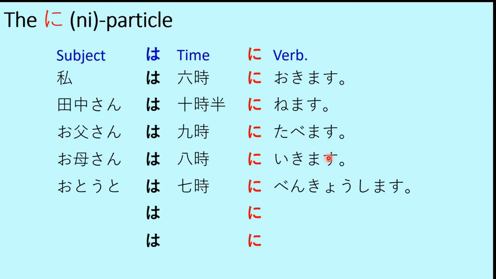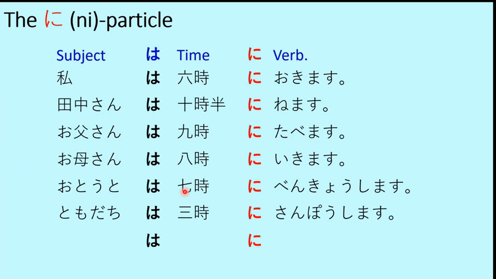Next is ototo. I'm sorry, this is ototo. Ototo means brother. Ototo wa 7時に benkyou shimasu. Means my brother studies at 7 o'clock. My brother studies or my brother will study at 7 o'clock. Ototo wa 7時に benkyou shimasu. Benkyou shimasu means to study.